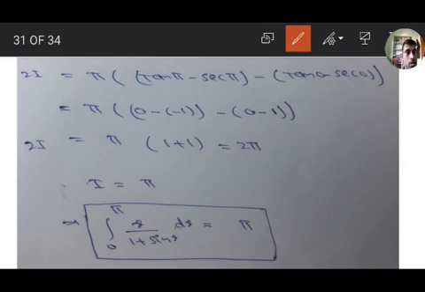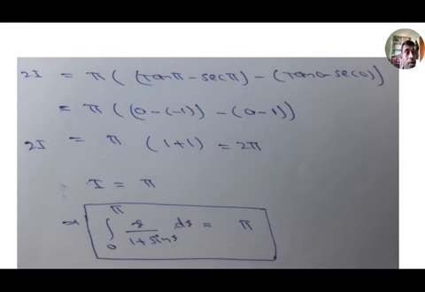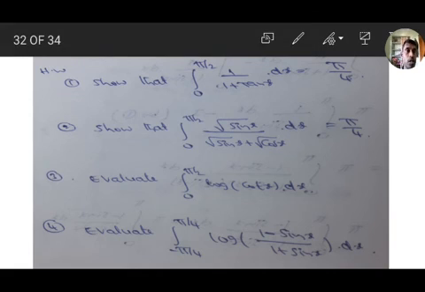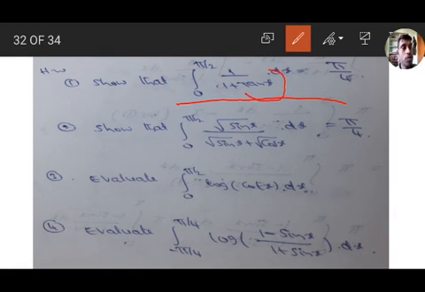This is the answer. These are the problems based on the properties of definite integrals. Homework problems: show that the integral from 0 to pi by 2 of 1 by (1 plus tan x) dx equals pi by 4. Same property: the integral from 0 to a of f of x dx equals the integral from 0 to a of f of (a minus x) dx. Before that, we have to simplify it.